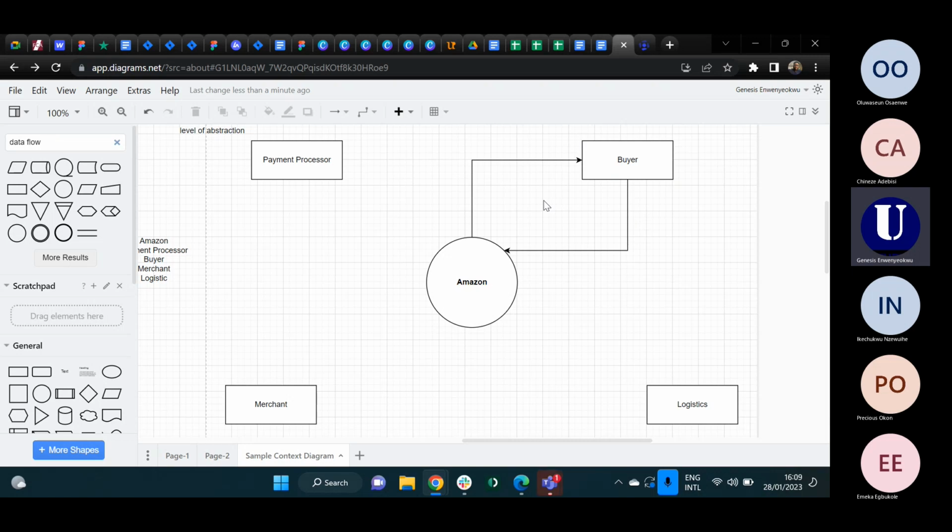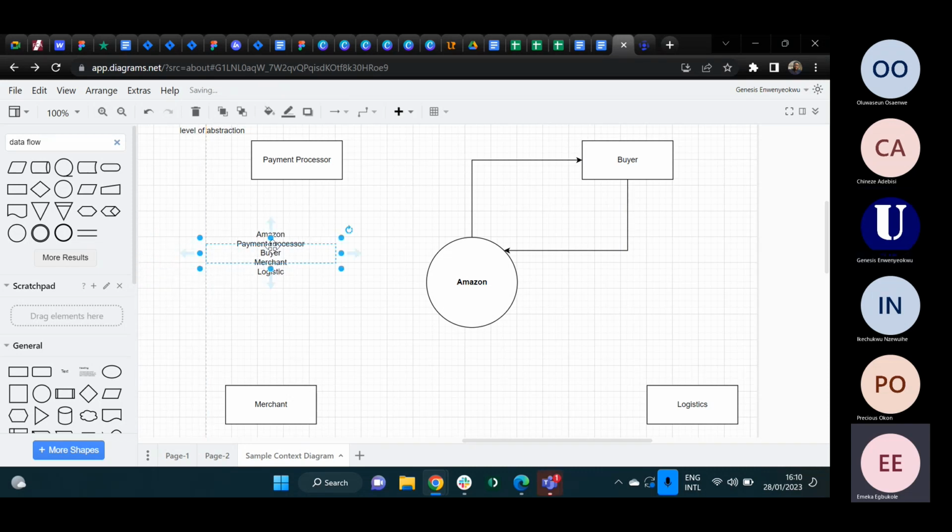Now, for this entity, the buyer, what? So I think Chinese asked a question. Okay, she's asking, why can't we use a two-edged arrow?